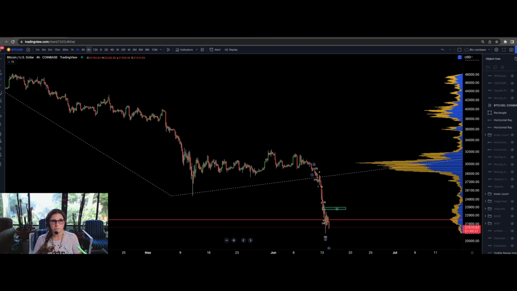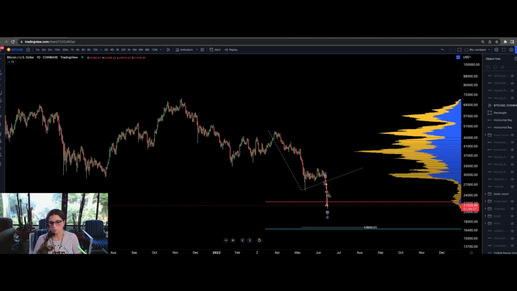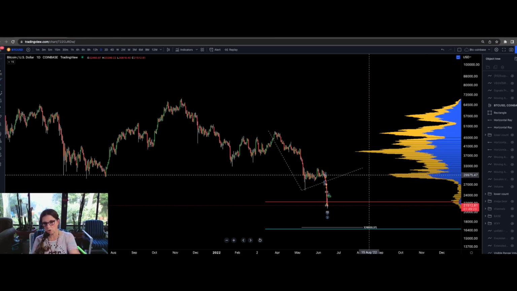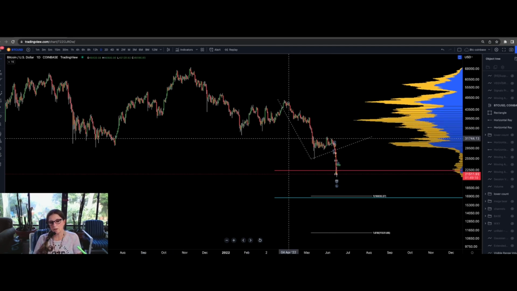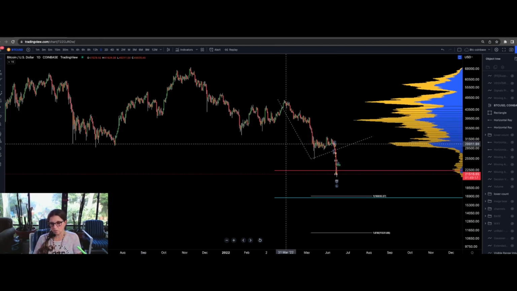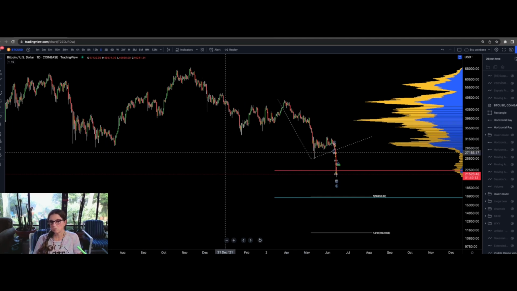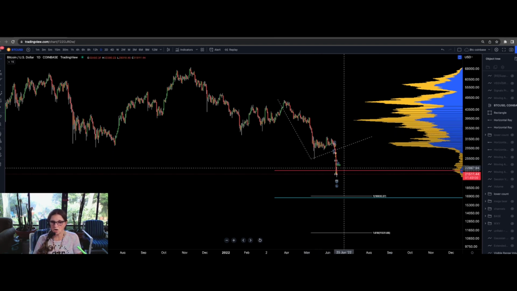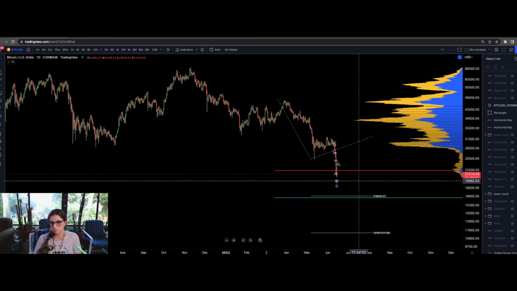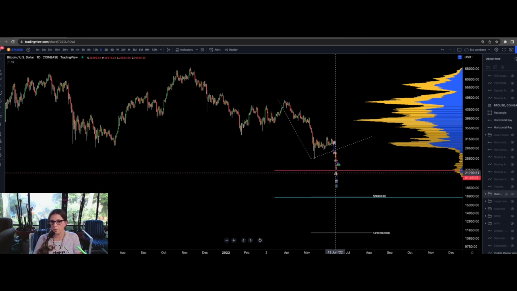Will we continue to roll over and take out the 300 MA? We could. We absolutely could. And we can analyze these counts and come up with so many of them. When you are not sure what the count is, don't get tunnel vision on that. Go back to price action.